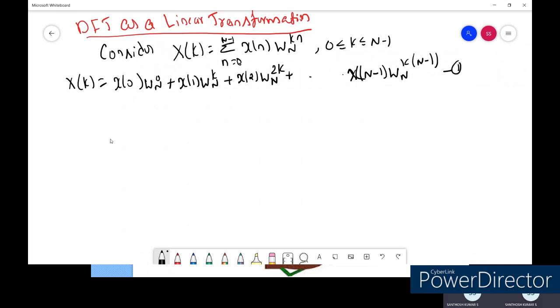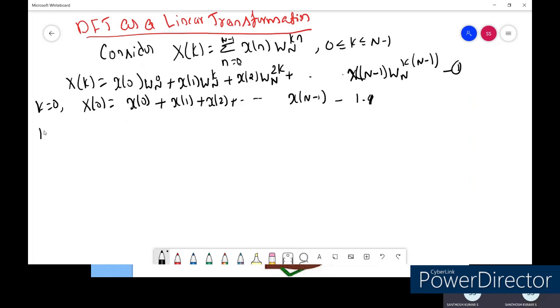So this equation we got. Now let us substitute k is equal to 0, 1, 2, 3, and expand vertically. If I substitute k is equal to 0, it becomes X of 0 is equal to x of 0 plus x of 1 plus x of 2 and so on up to x of N minus 1. Call this equation number 1.1.